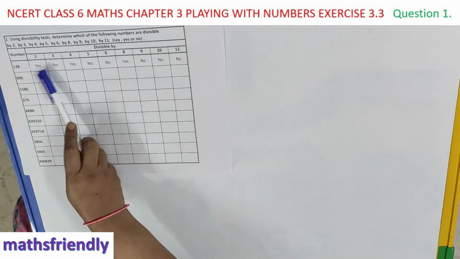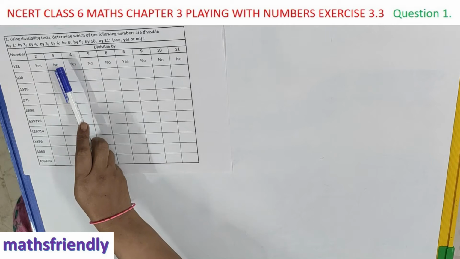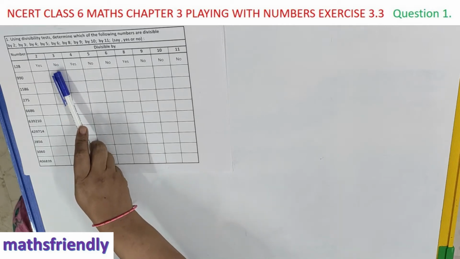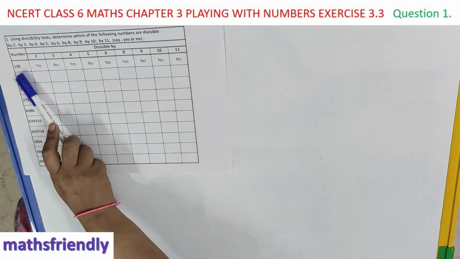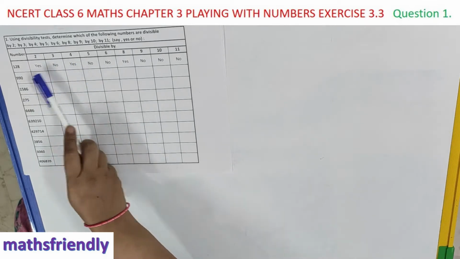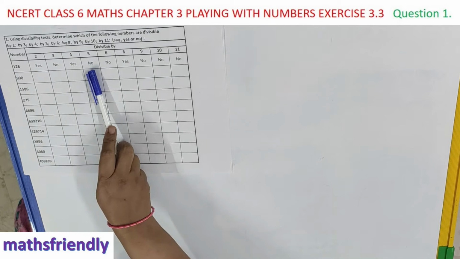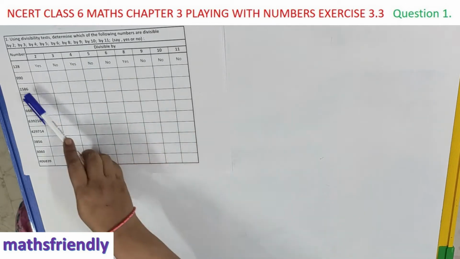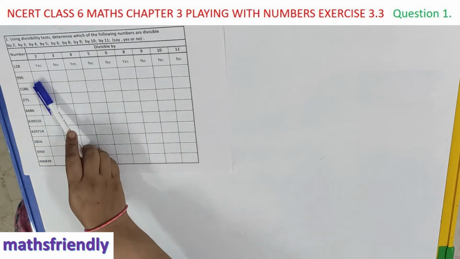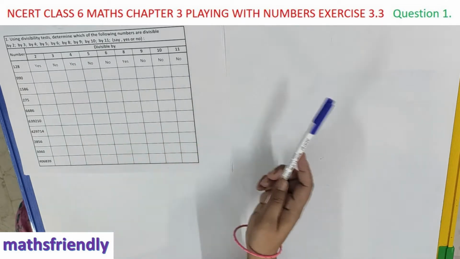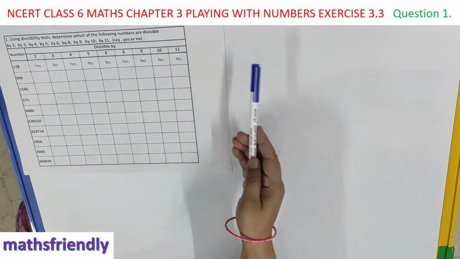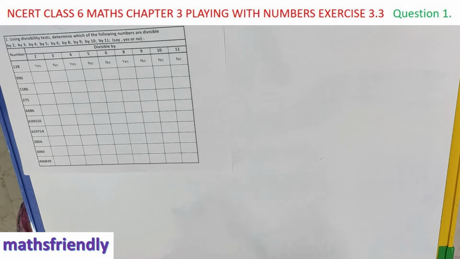Yes, 128 is divisible. Is it divisible by 3? No, it is not divisible by 3. So it is written no. Is 128 divisible by 4? Yes. Is 128 divisible by 5? No. So we have to check one by one whether these given numbers are divisible by 2, 3, 4, 5, 6, 8, 9, 10 and 11. Okay, so one by one we will check.